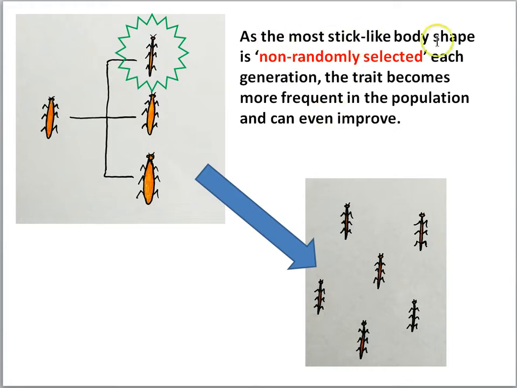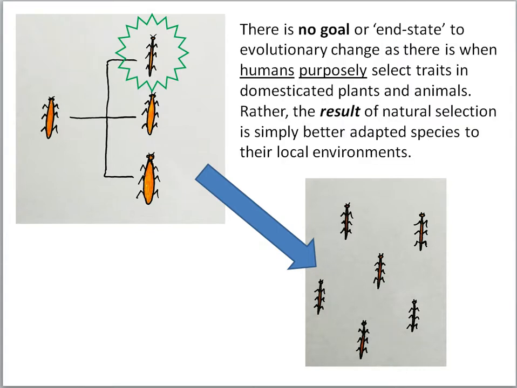So as the most stick-like body shape each generation is non-randomly selected, the trait becomes more frequent in the population and can even improve. So again, with the variation and a non-random selection process, you get the evolution of the population towards greater and greater fitness to its local environment. In this case, stick-like bodies that are good camouflage to avoid predators.